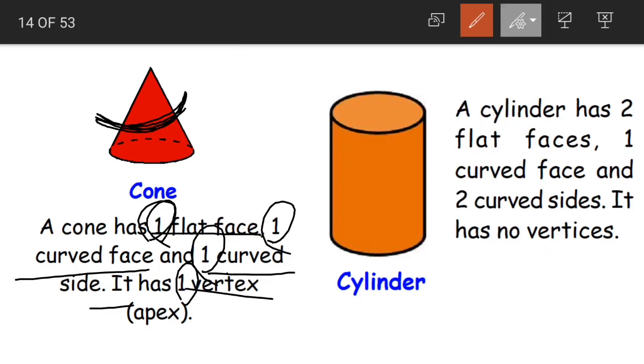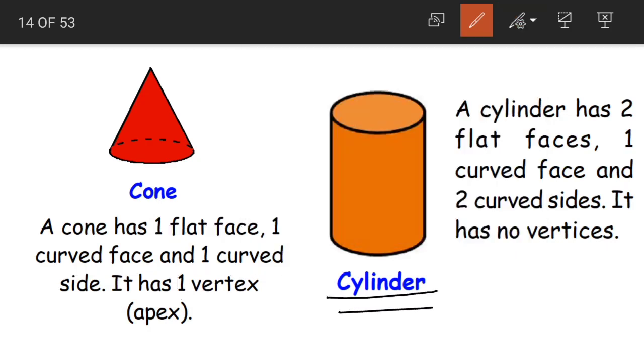Now coming to our cylinder. Coming to our next solid figure, that is the cylinder. A cylinder has two flat faces and one curved face. This is a flat face on the top, and even at the bottom we have another flat face. Yes, a flat surface. So our cylinder has two flat faces.